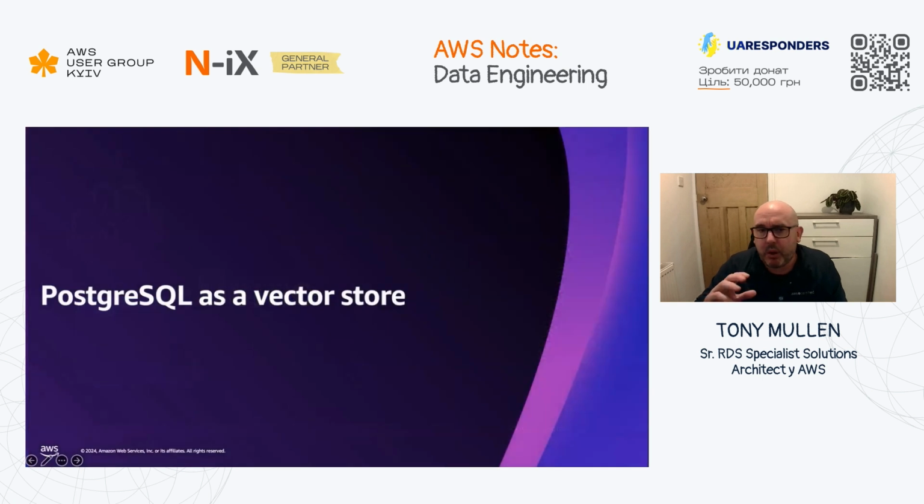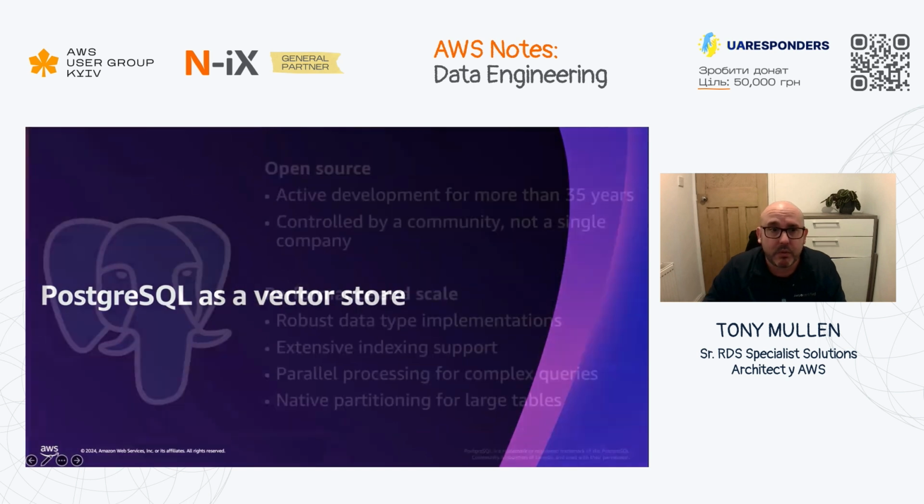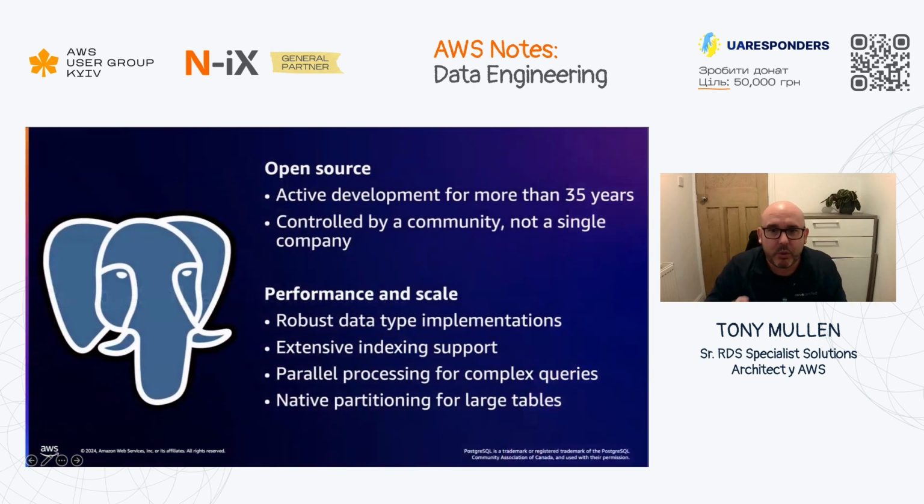So let's move on to our next bit of the session, which is now Postgres as a vector store. So why would you use Postgres as a vector store? I guess a couple of things. Postgres is open source. It's been around for a while now, 35 years plus. It's not controlled by a single company. It's controlled by a very large community. It's consistently evolving to support enterprise workloads.